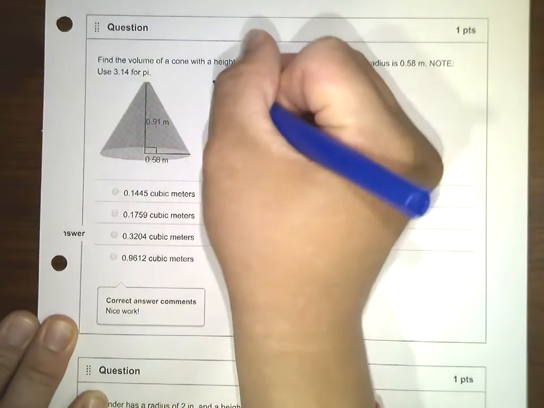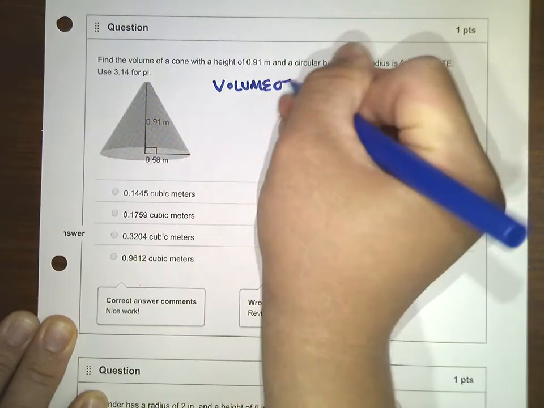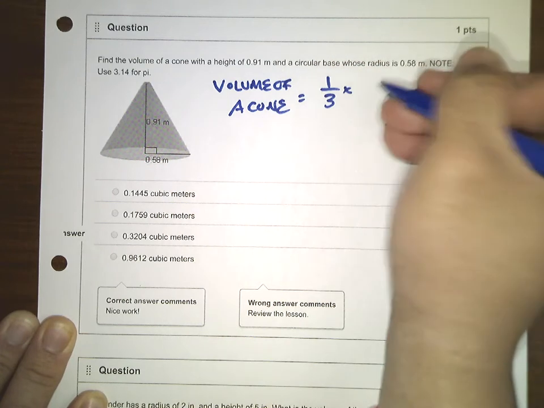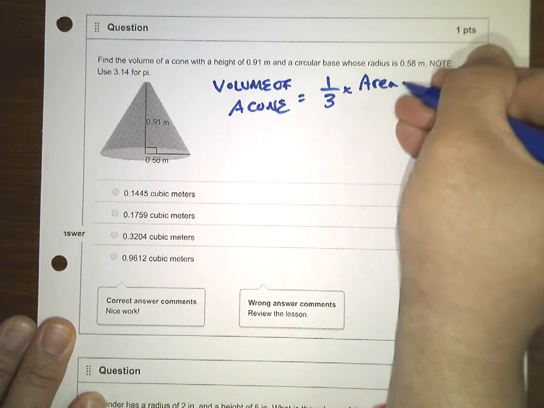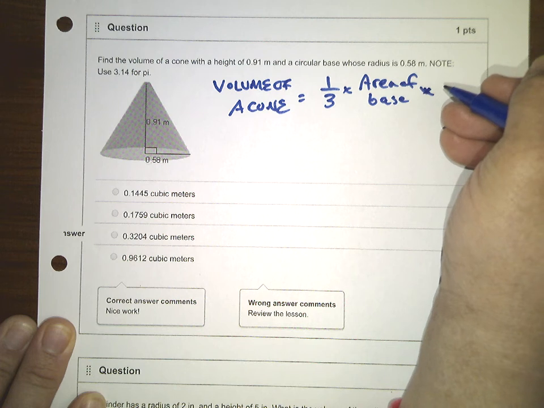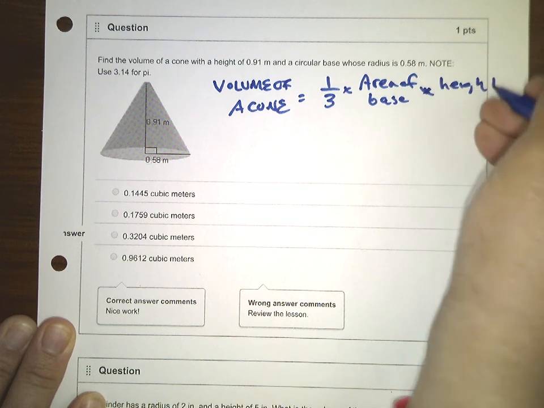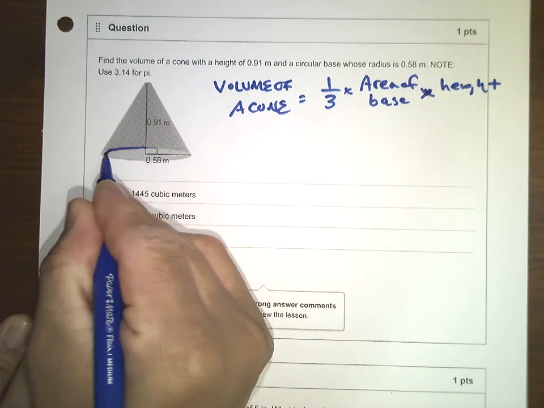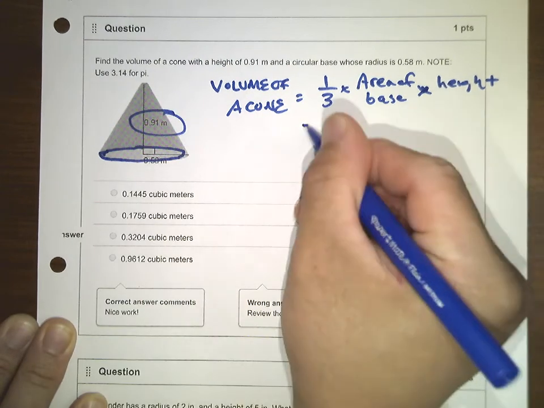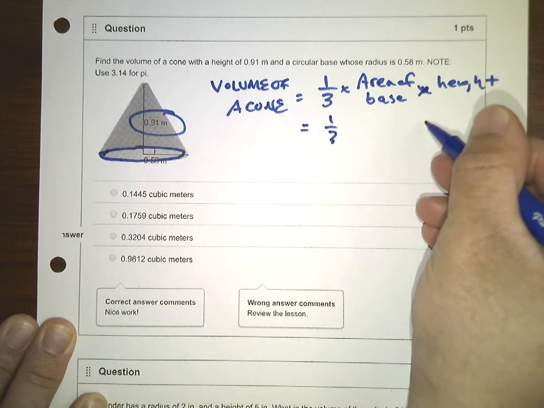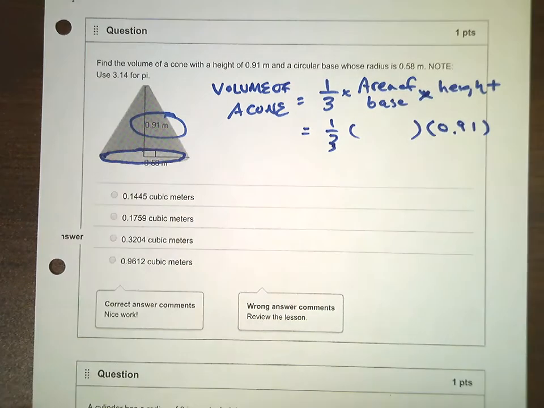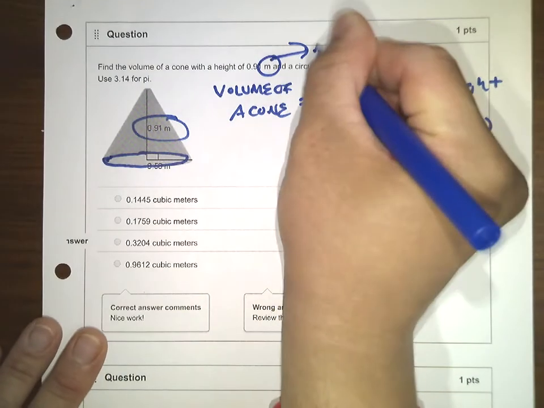So the volume of a cone is going to be 1/3 times the area of the base times the height. All right, so we see that the base is a circle here, and that the height is 0.91. So this will be times 0.91, and we'll still need to find the area of the base. Remember, this is all in meters.